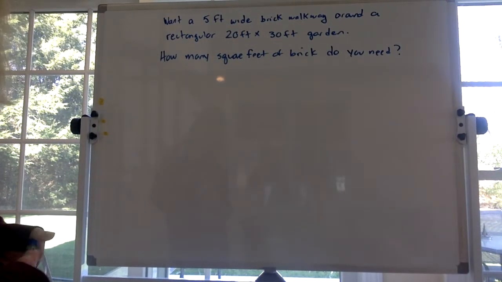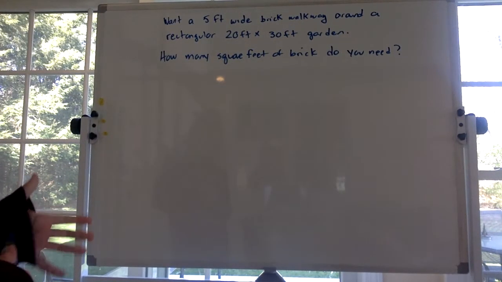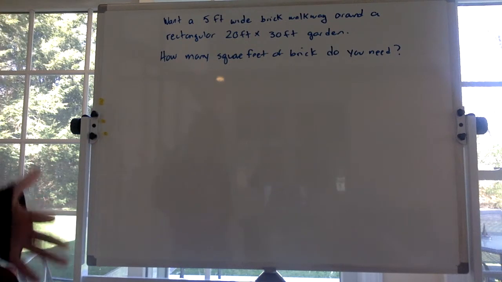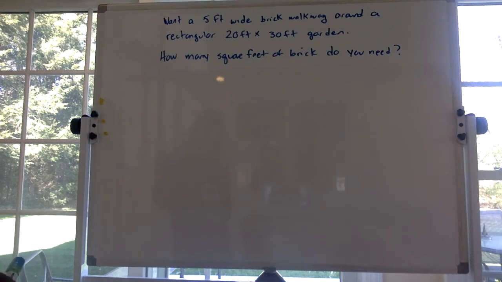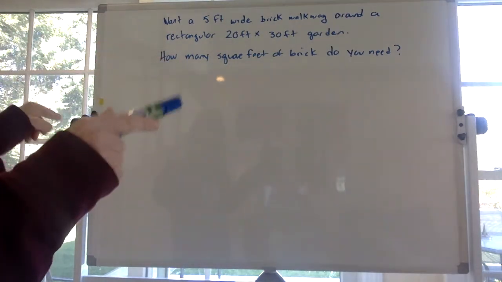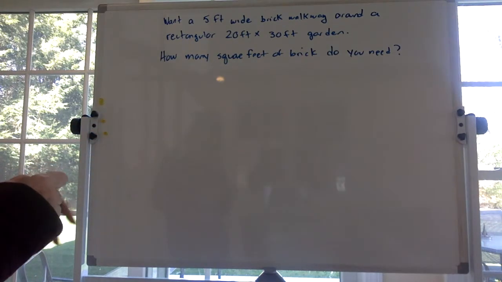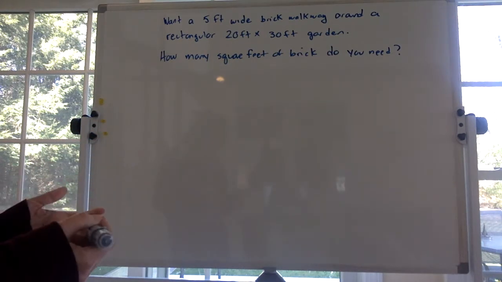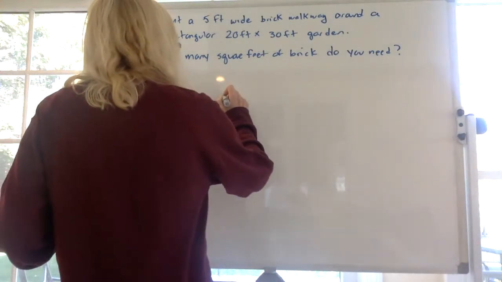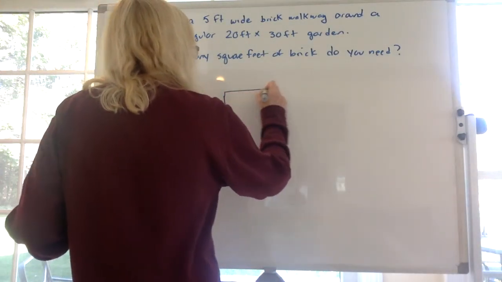Hi everybody. This problem wants us to figure out how much square feet of brick we would need if we wanted to build a 5 foot wide brick walkway around a rectangular garden that's 20 feet by 30 feet. For these problems, I have to draw a picture or I don't know what I'm doing. So first I'm going to draw the garden, okay?